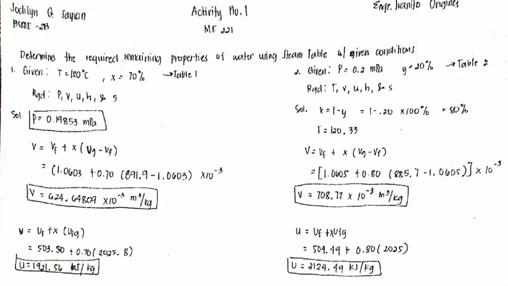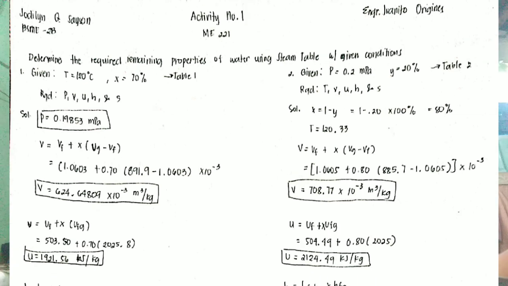Today we are going to determine the required remaining properties of water using the steam tables with given conditions. So condition number 1 is we are given a temperature that is 120 degrees Celsius and X, the quality, is equivalent to 70%, or if we convert it, we get 0.70. So we are required to find the P, the V, U, H, and S.